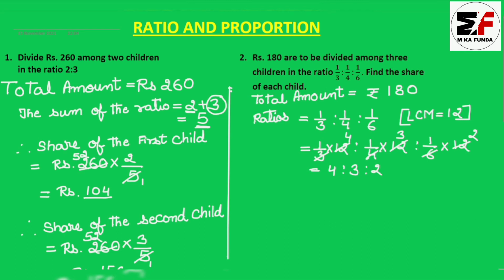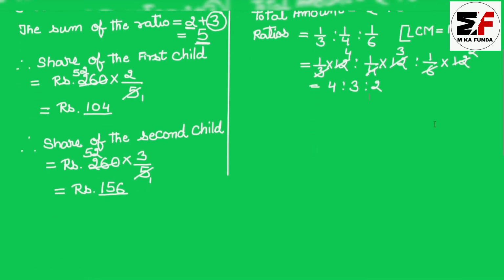Now again we will do the same process as we have done in question number 1. Now let us start. Here we will write sum of the ratio. It will be equal to 4 plus 3 plus 2. So total is coming 9. 4, 3, 7 and 2, 9.